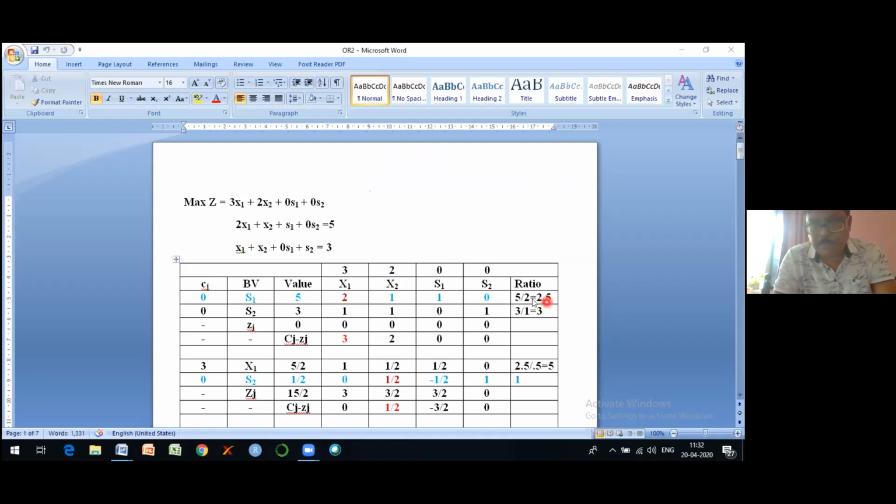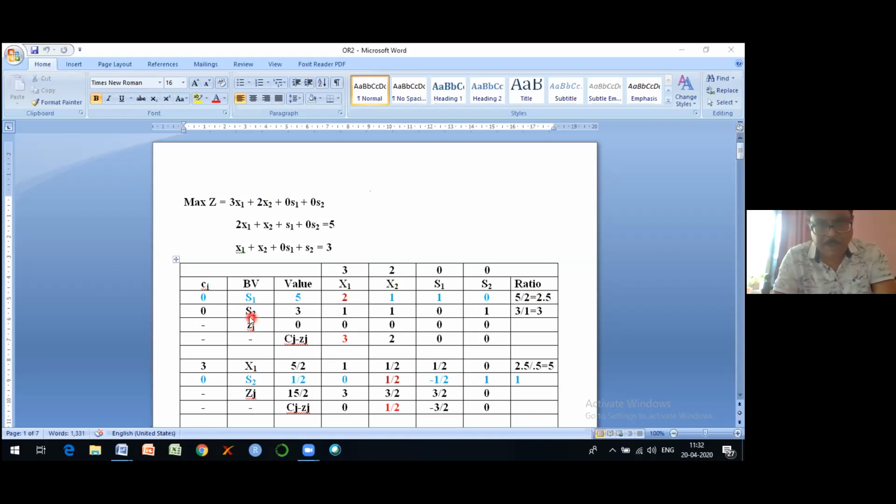2.5. Again, I am saying the key column is this column. The first value is 5. That means the value of the first constant, 5, divided by the corresponding value of the key column. The corresponding value of the key column is 2. Therefore, the ratio is 5/2 equal to 2.5.